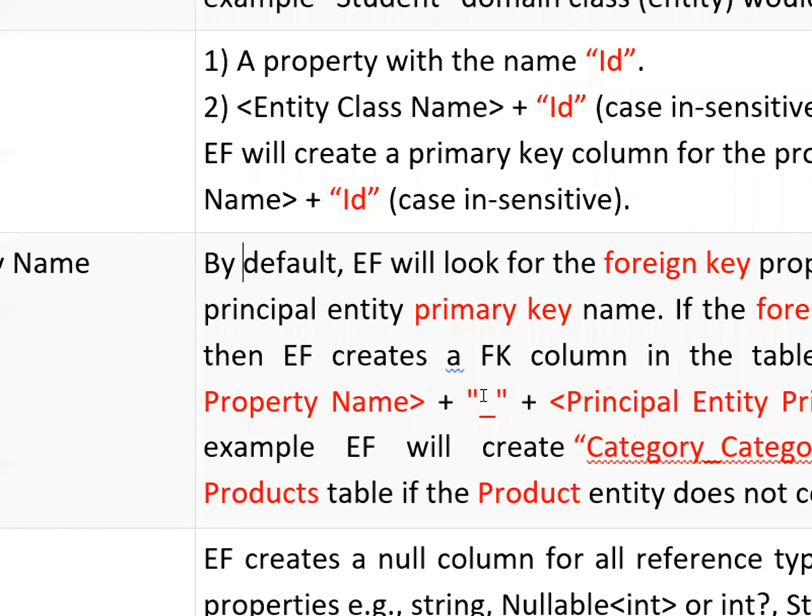How will it recognize which one is the parent and which one is the child? Based on the navigation properties. When you're defining the navigation properties, do you remember for category we said what? For every category we have multiple products, correct? And for every product we have one category. Based on that, Entity Framework recognized what is the parent. The parent is category, child is product.